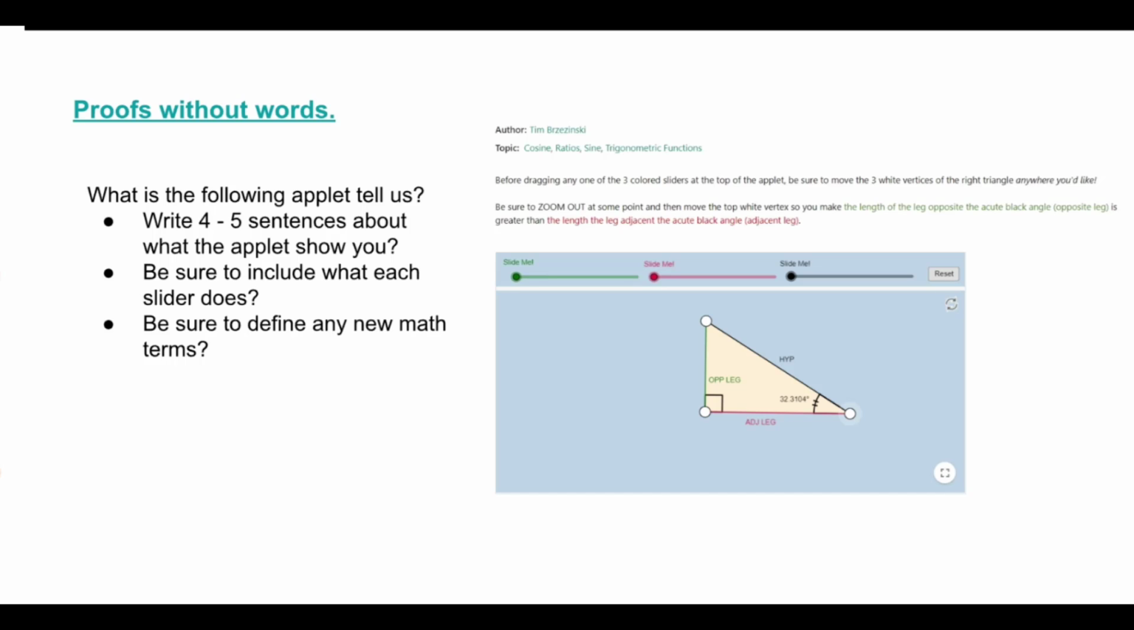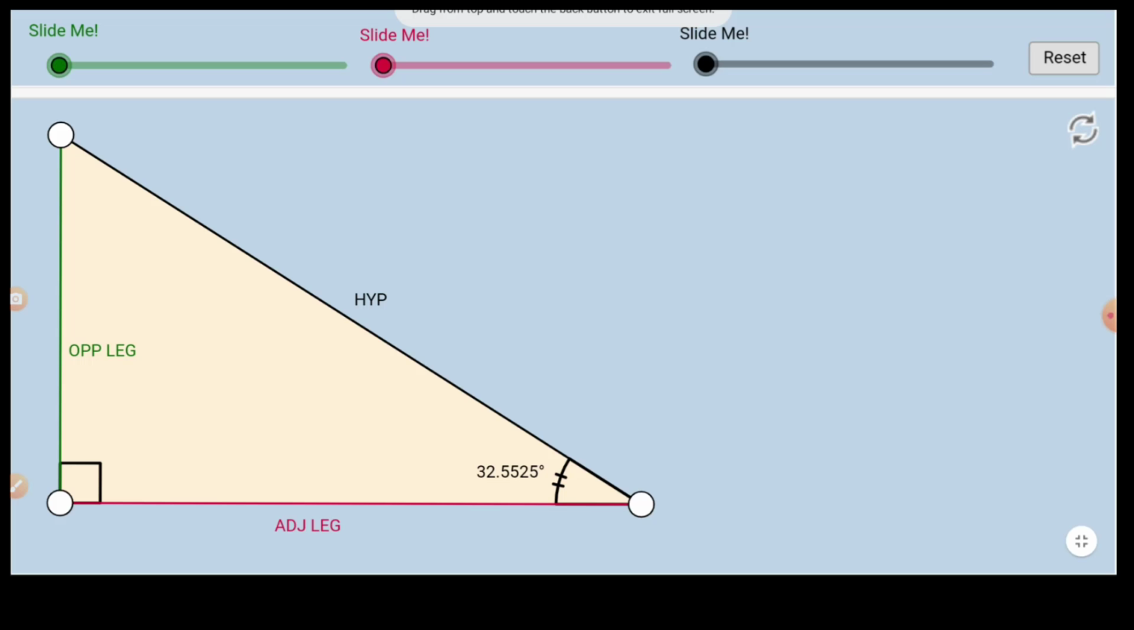Things move around, and you're supposed to describe it also. Be sure to define any new math terms. If you notice anything new in there, define that too to your best ability. That would be awesome. So I'm going to have you go ahead and mess around with that, and let's see how it's going.